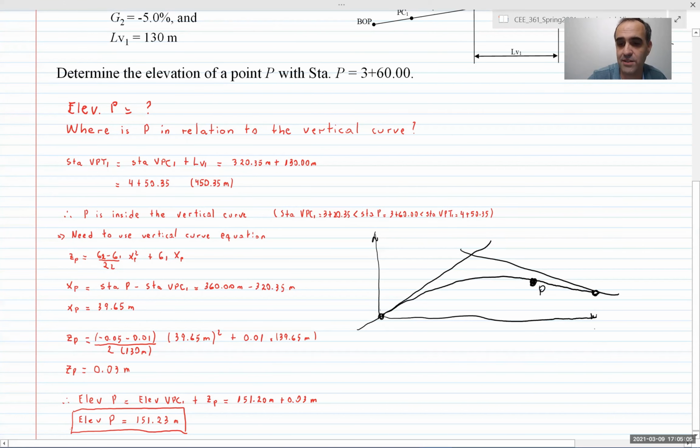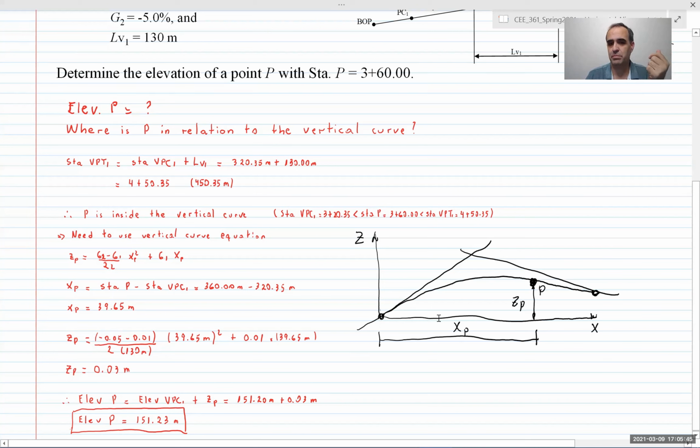We're going to define a local system with X there and with C over here. And then we want to get the value of C corresponding to that point P. And we're going to do that as a function of the location of that point relative to the beginning of the curve. So that value of X, I can get it from the station of the point P, which I know, and the station of the beginning of the curve, because I know it. So that difference in stationing gives me that distance, XP.